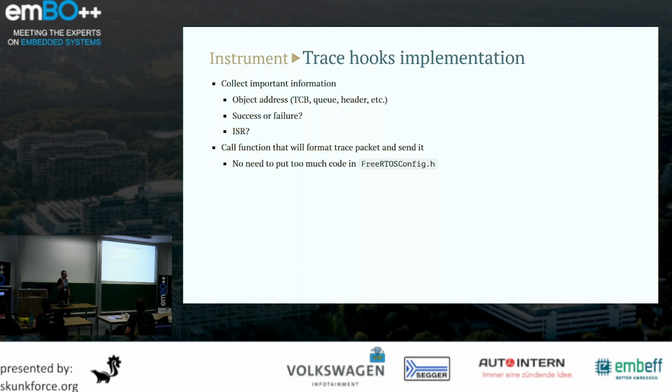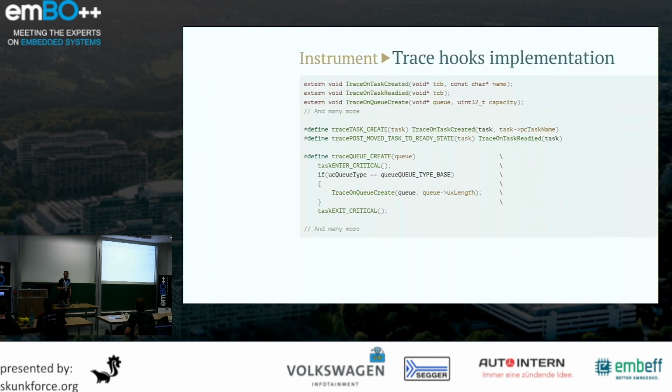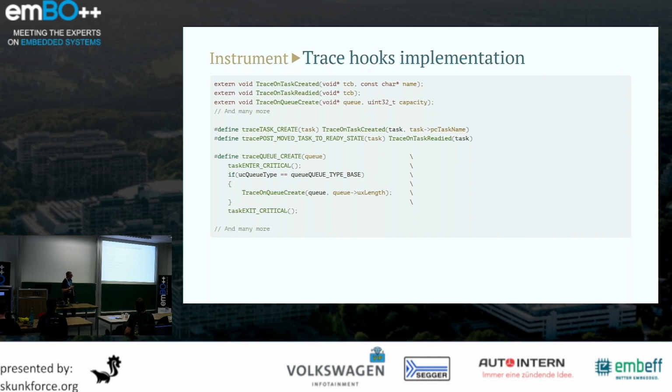We'll limit these macros to only collect the important information, and call some external function that will handle all the formatting and serialization of data. And this is a simple snippet of an implementation of trace hooks. We start with a few externs with nicely named trace events that we are handling. Then we are implementing some macros like task create, which just calls another function. So simple enough. And we can get access to the TCB structure, which is normally hidden from the user.